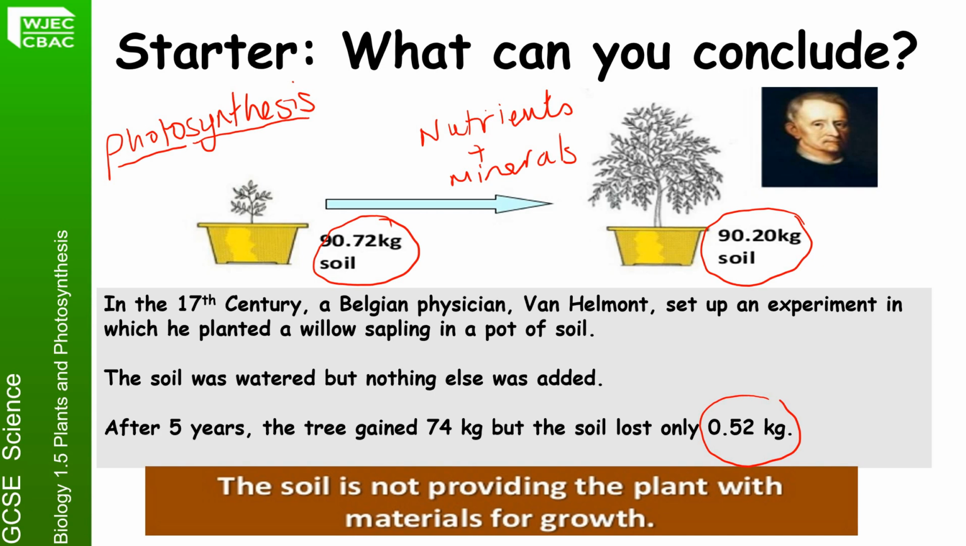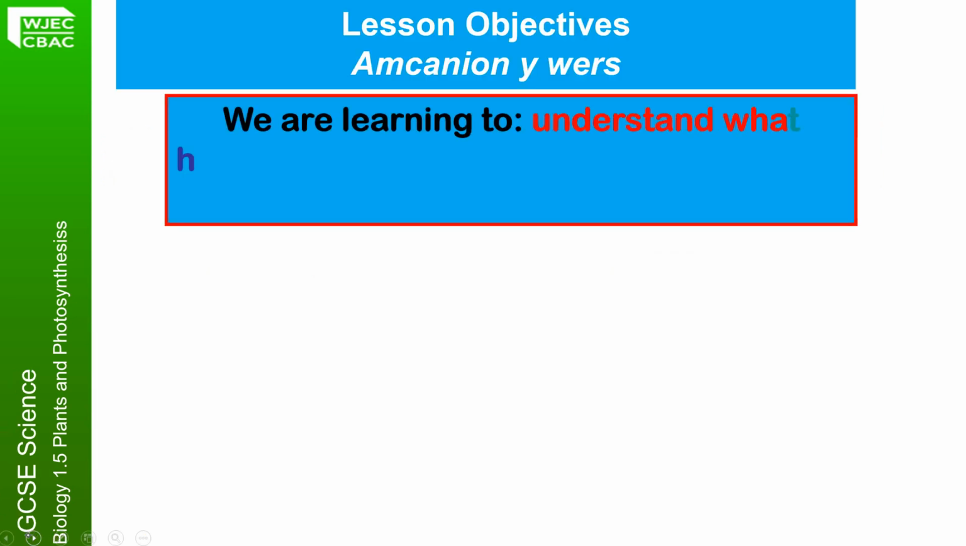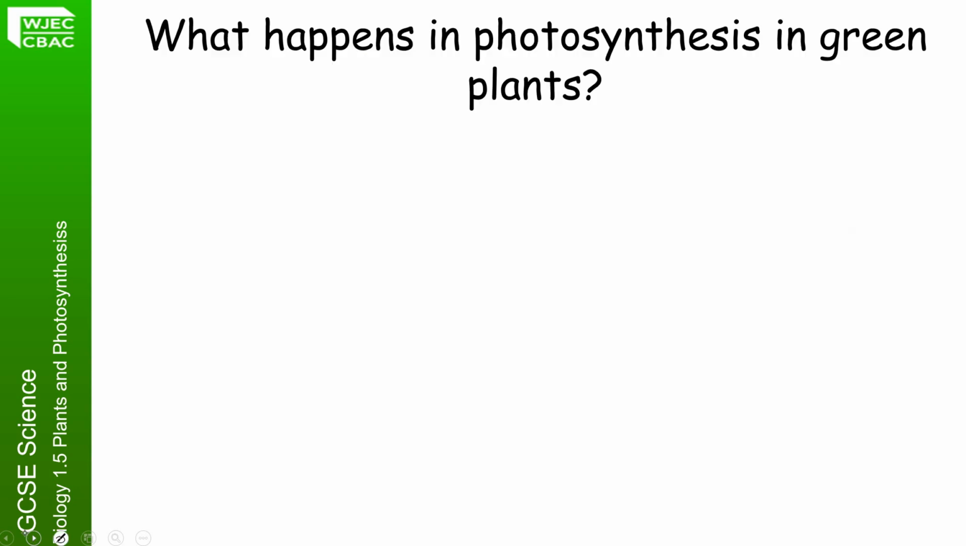And in photosynthesis, which we're going to look at today, the plant actually takes light energy and 2 other substances that it needs to be able to make its own food by this process. Turn over the page to page 4, please. So the lesson objectives today are learning to understand what happens in photosynthesis in green plants.